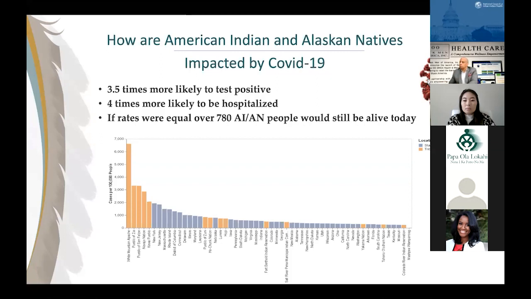On this slide, I wanted to briefly go into how we are disproportionately affected by COVID-19. According to the CDC, American Indians are 3.5 times more likely to test positive for COVID and 4 times more likely to be hospitalized. In addition, American Indians are 3 times more likely to have diabetes, more than 1.5 times more likely to have been previously hospitalized for respiratory infections and diseases, and more than 1.5 times more likely to have coronary heart disease than non-Hispanic whites.